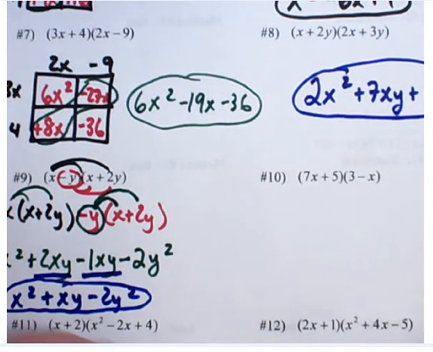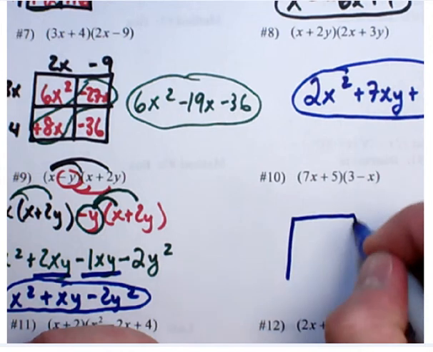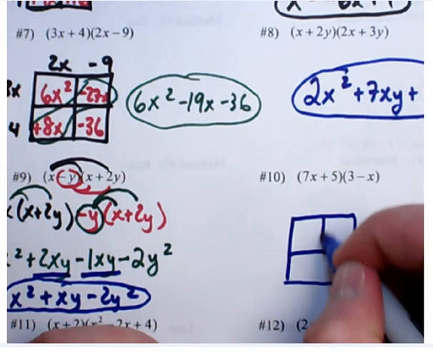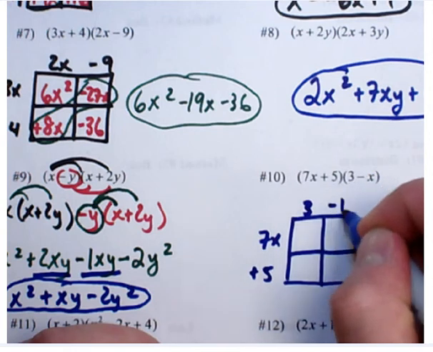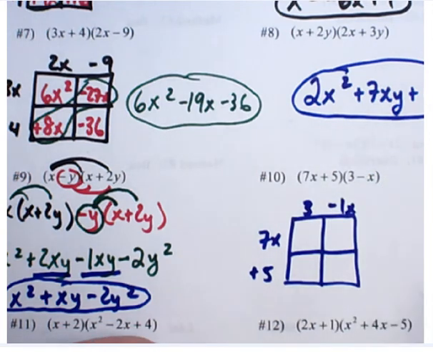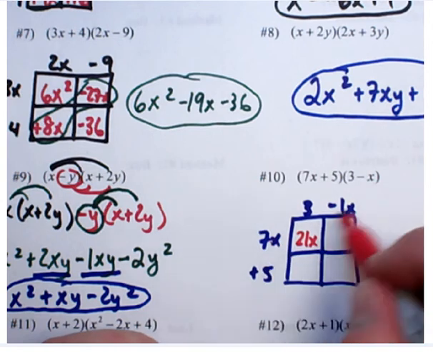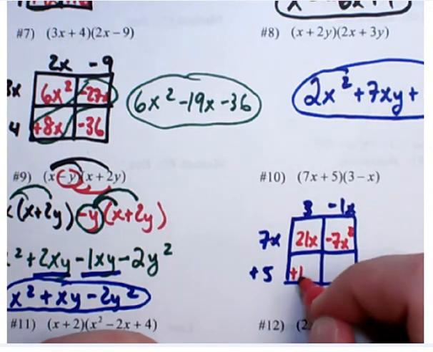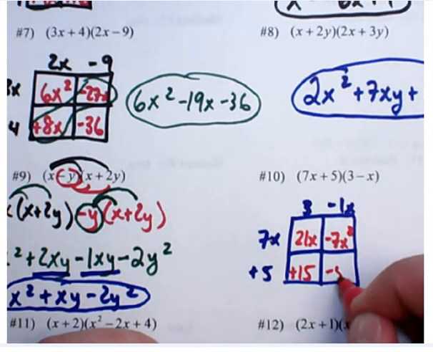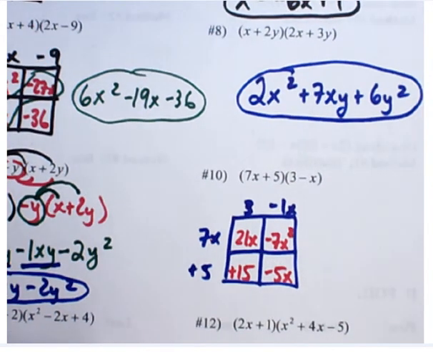All right, so number 10, 7x plus 5 times 3 minus x. I'm going to box it. 7x plus 5, 3. Now that's minus x or minus 1x. Fill it in. 7x times 3 is 21x. 7x times negative 1x, negative 7, x to the second. 5 times 3 is 15. 5 times negative 1x is negative 5x. Notice that this is out of order. That's the difference in this problem.